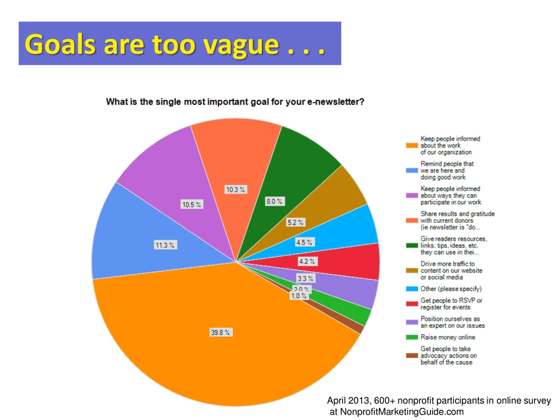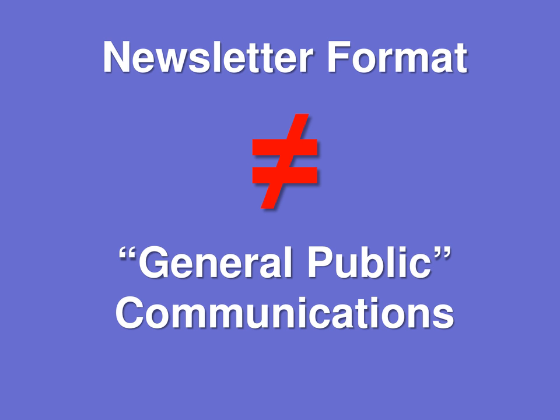One of the things you want to keep in mind when you're setting a goal for your newsletter is that this is not general public communications. Lots of times I'll hear people say, well, we just need to update people on what we're up to and talk about who we are and what we do. If someone is on your email newsletter list, they should have some kind of relationship with you already. They should have opted into your list in some way. So you are not emailing the general public. And if you are, you shouldn't be.